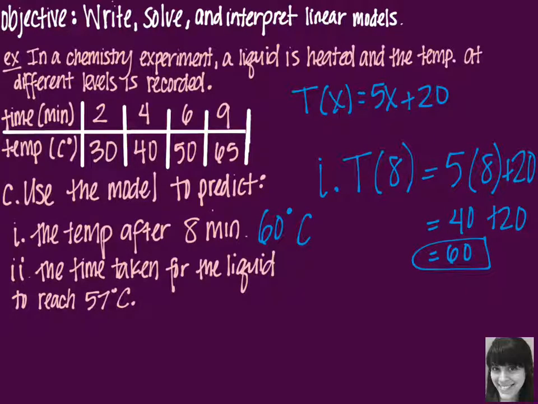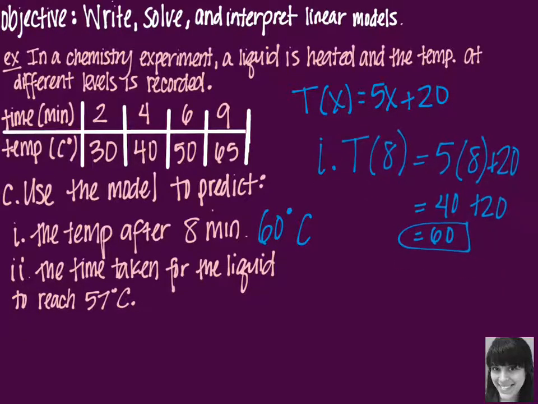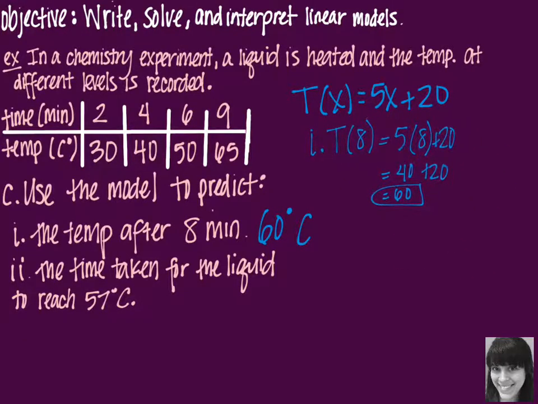The time taken for the liquid to reach 57 degrees. So we are given the output and we need to find the input. So where I have T of x, I am now going to put 57, and I'm going to find the input x.